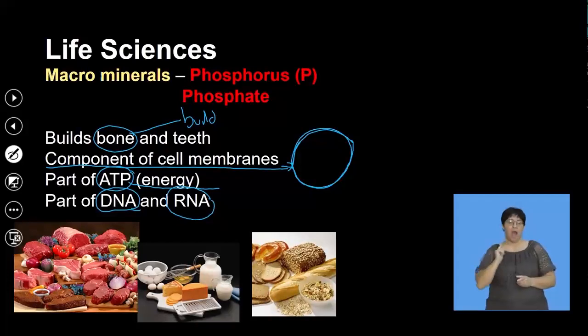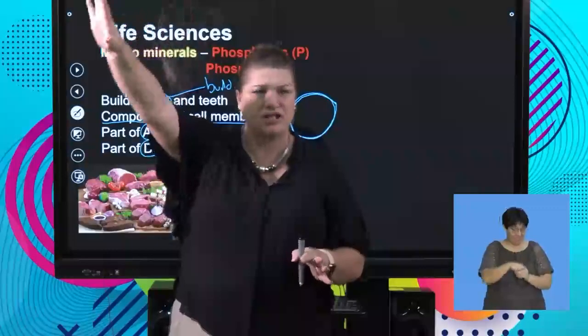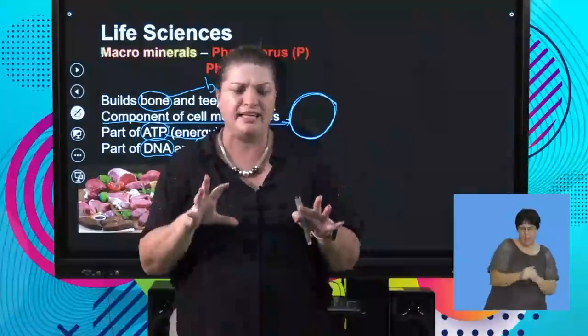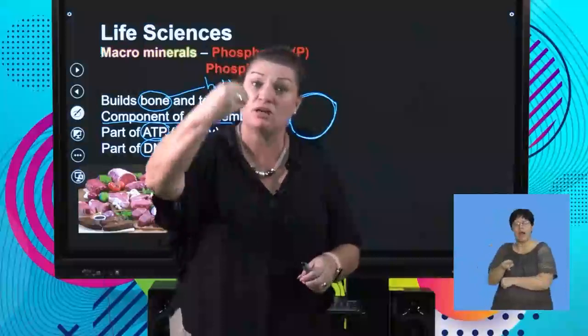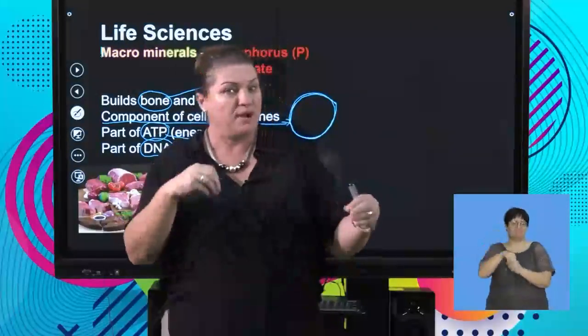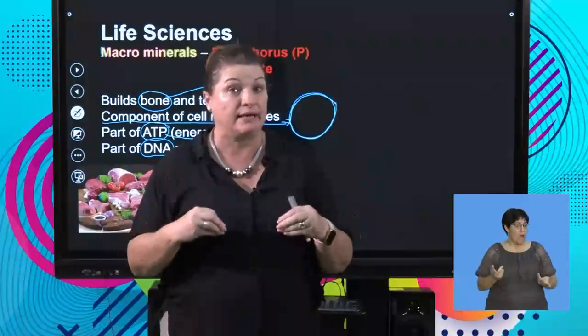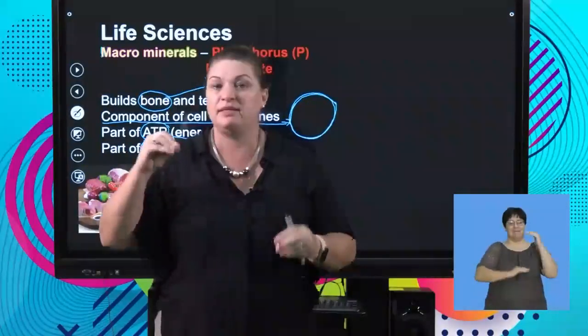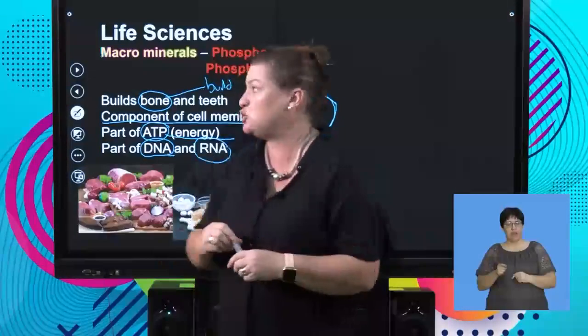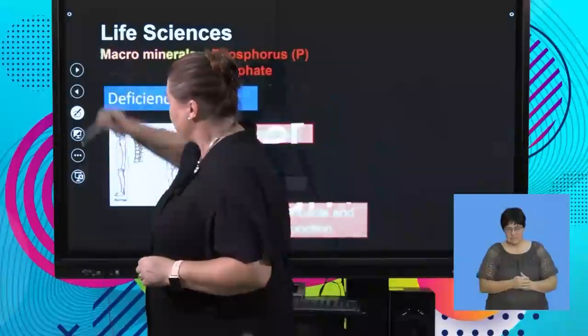Then the last one, you're going to look at it much later on when you look at genetics. DNA and RNA are your genetic material. And when we look at the structure much later on, you're going to see that phosphate forms part of your DNA. So remember I said, what are we doing? We're building, and this is what it helps to do. We help to build.